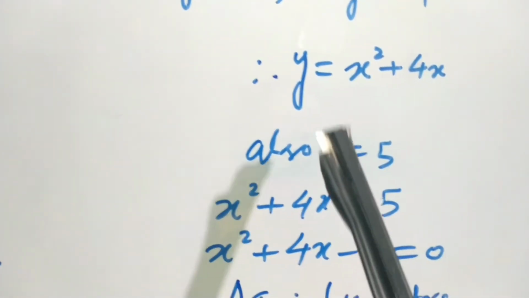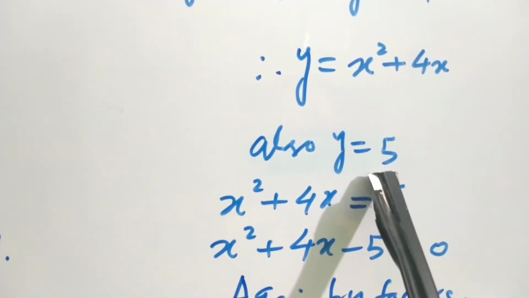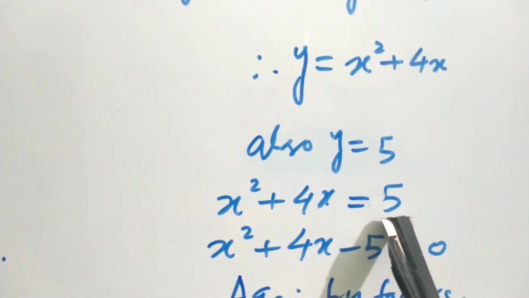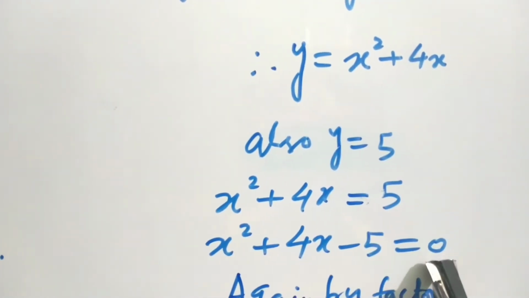But y is equal to x square plus 4x, and y equal to 5. So x square plus 4x is equal to 5. So x square plus 4x minus 5 equal to 0. Again we can factorize it.